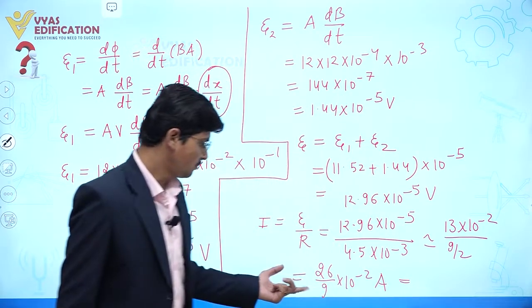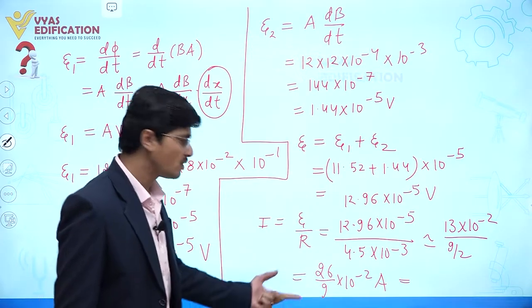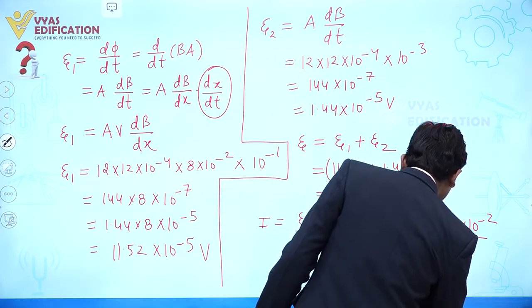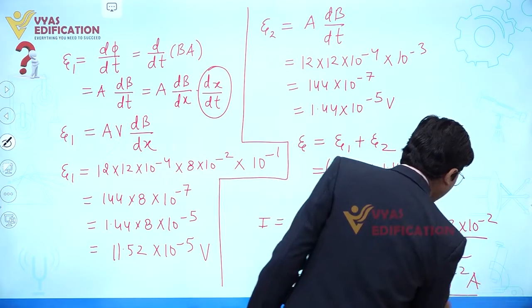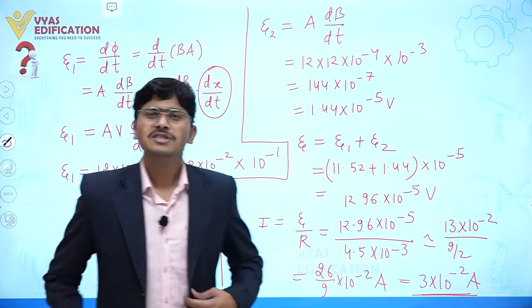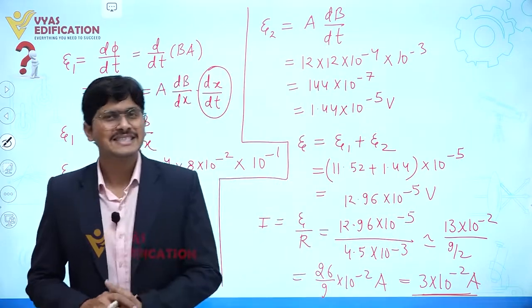Now you can say this is near about 3, because 9 multiplied by 3 is 27, so we are getting an answer near about 3, that is 3 into 10 to the power minus 2 ampere. So this is the value of induced current. So this is all about this question.